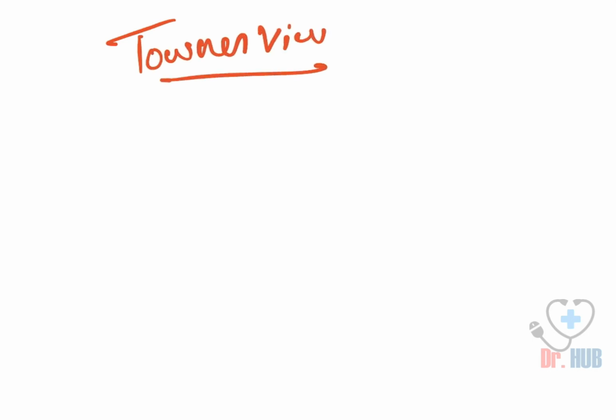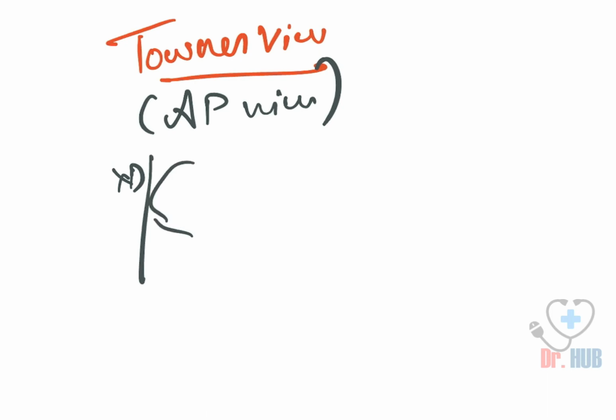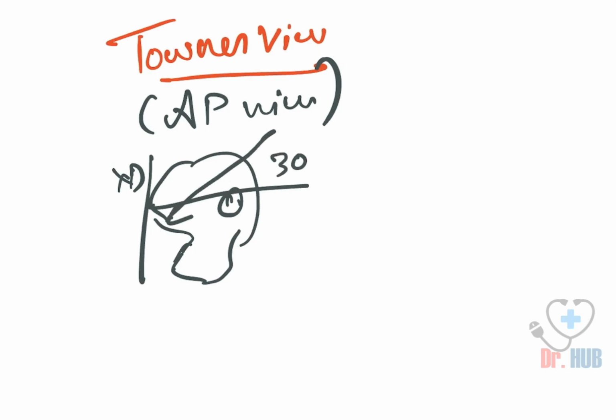Next, we move on to the Townes view. In the case of the Townes view, it is also known as the anteroposterior view. So here, assume this is the X-ray detector, and the X-ray beam is fired at an angle of 30 degrees. And this is nothing but the AP view.